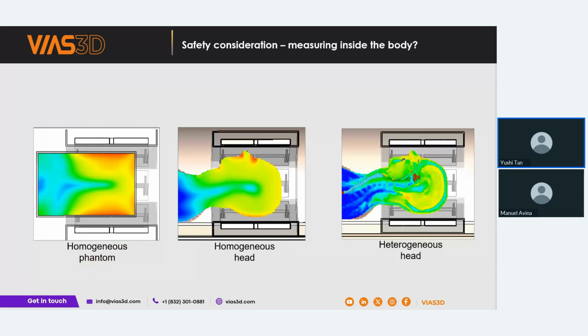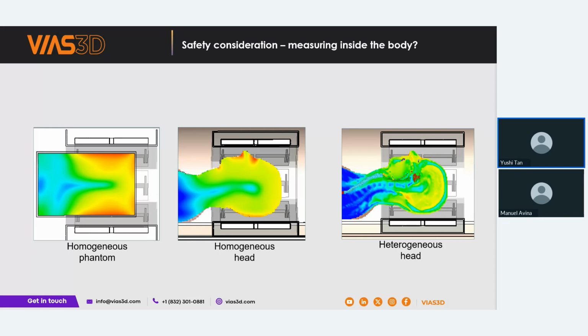So we have a very important topic to talk about when it comes to human safety, since we cannot really easily or comfortably measure inside the body. On the left here, we see a homogeneous phantom, where a cylinder or block shape is made out of plastic and then filled with some kind of fluid to imitate the body tissue properties for easy simulation. In the middle, we have the homogeneous head model, so it's a little more detailed compared to, let's say, the cylinder model. Now on the right, we have all the features included in the simulation.